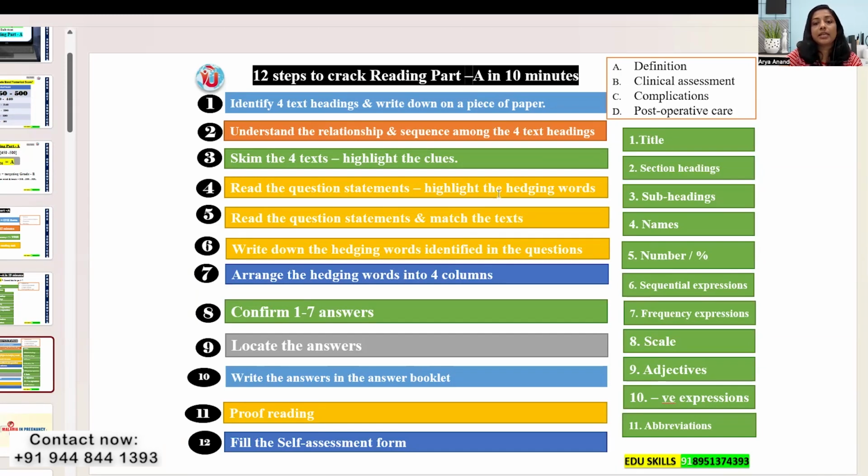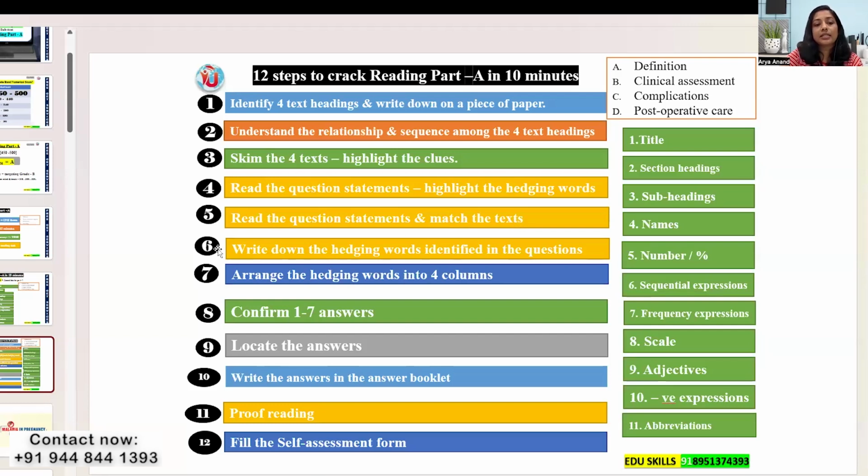Read the question statement and highlight the hedging word. I'll tell you in detail how to do that. Read the question statement and match the text. First, you need to read the question, then highlight the hedging word. Then read the question statement and match the text.